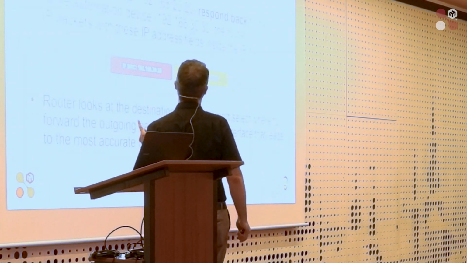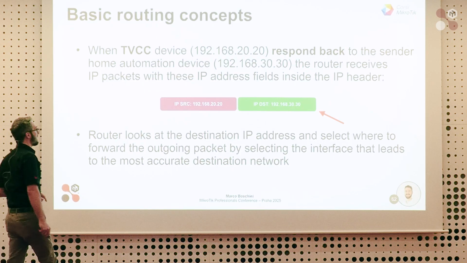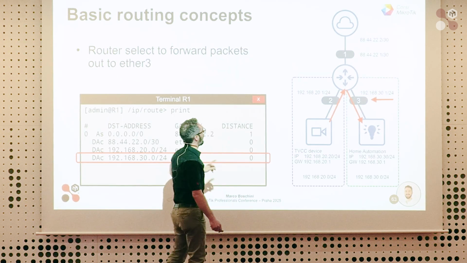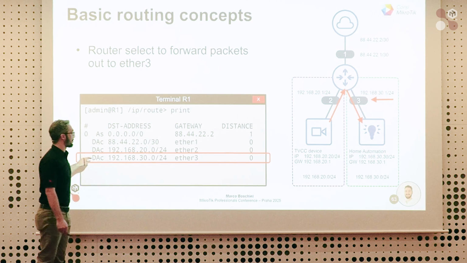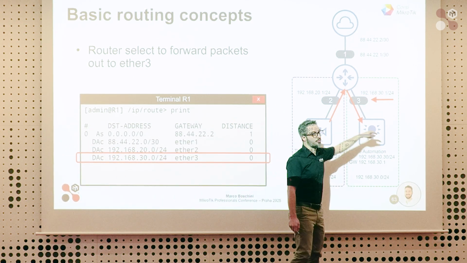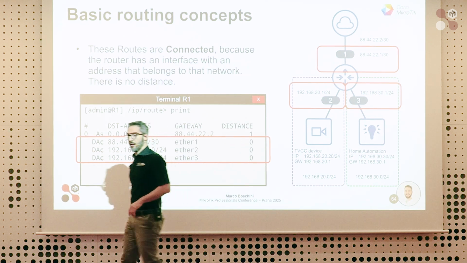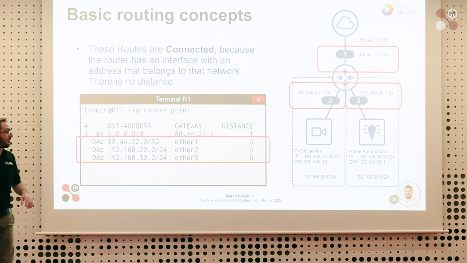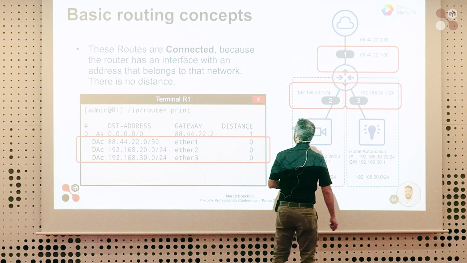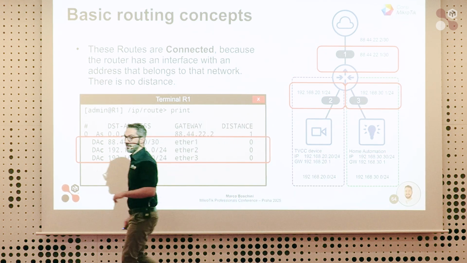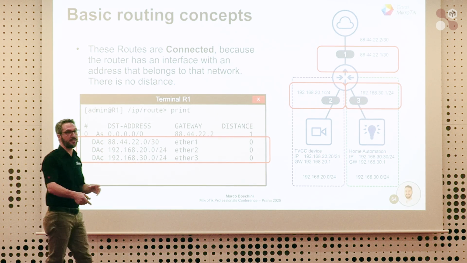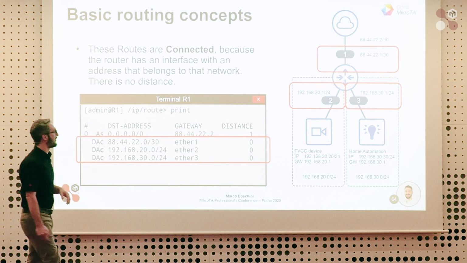When the TVCC device responds back to the original sender, it creates an IP packet with the destination IP address, and the router searches for the destination inside its routing table, and the communication works. These routes are connected because, from the point of view of the router, the router has an interface with an address that belongs to that network. There is no distance. They are directly connected with the final network.